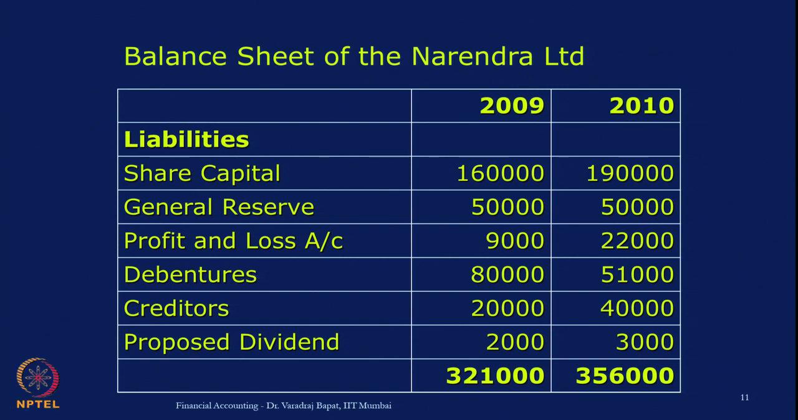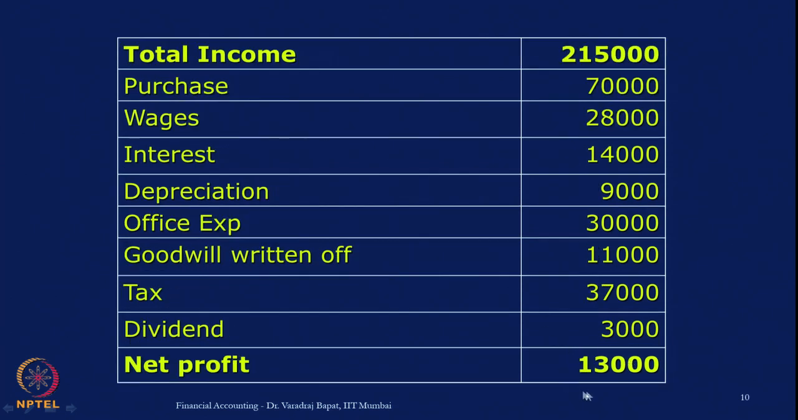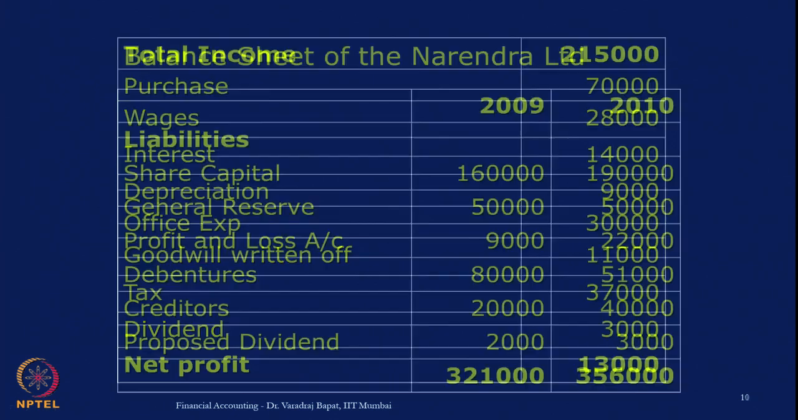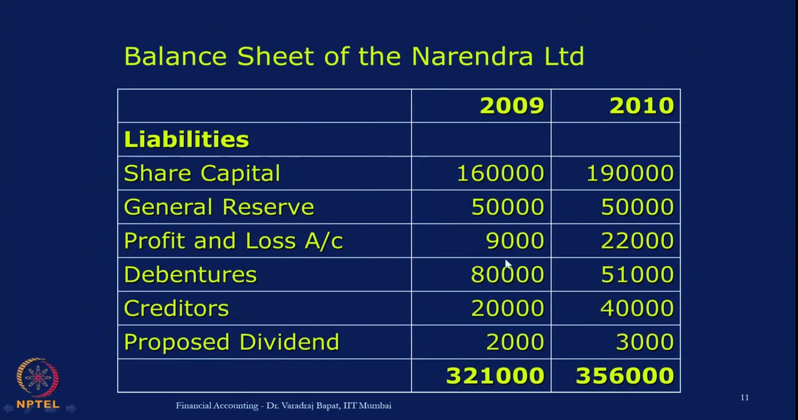Now, this is not the profit and loss account. This is the balance of P&L account, which has increased from 9000 to 22000. So, which type of item is it? If you do 22 minus 9, there is an increase of 13,000. Actually, this is not even net profit, this is profit which is transferred to the balance sheet. So, 13,000 is added to the balance of P&L in the balance sheet.